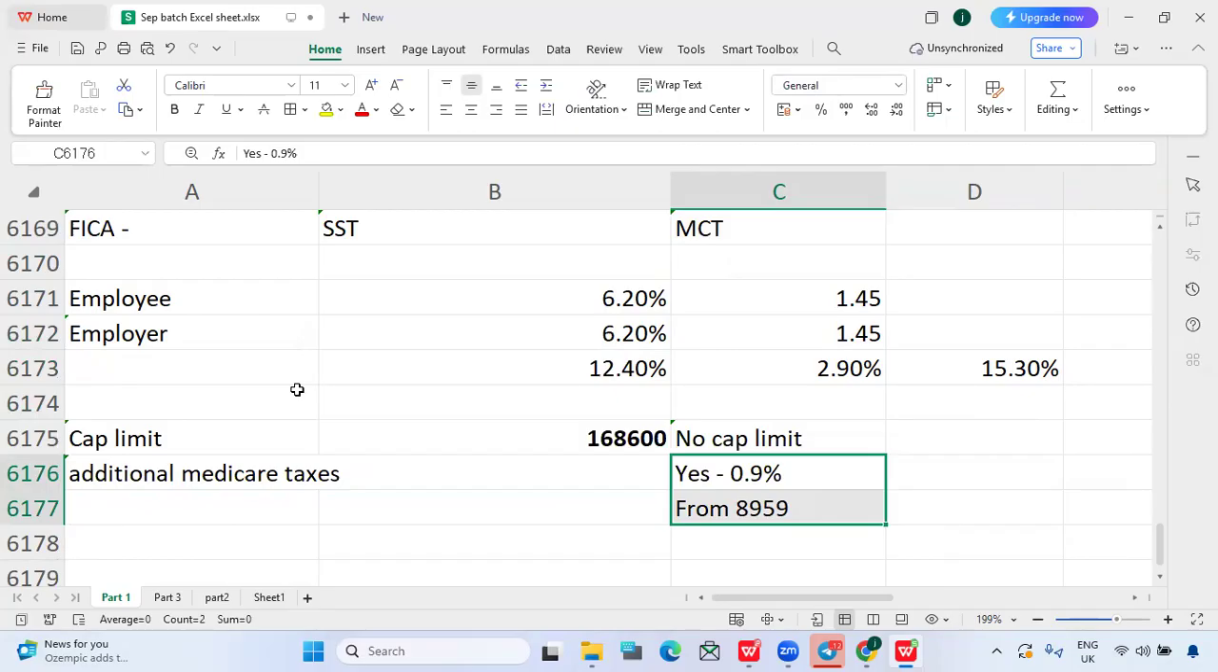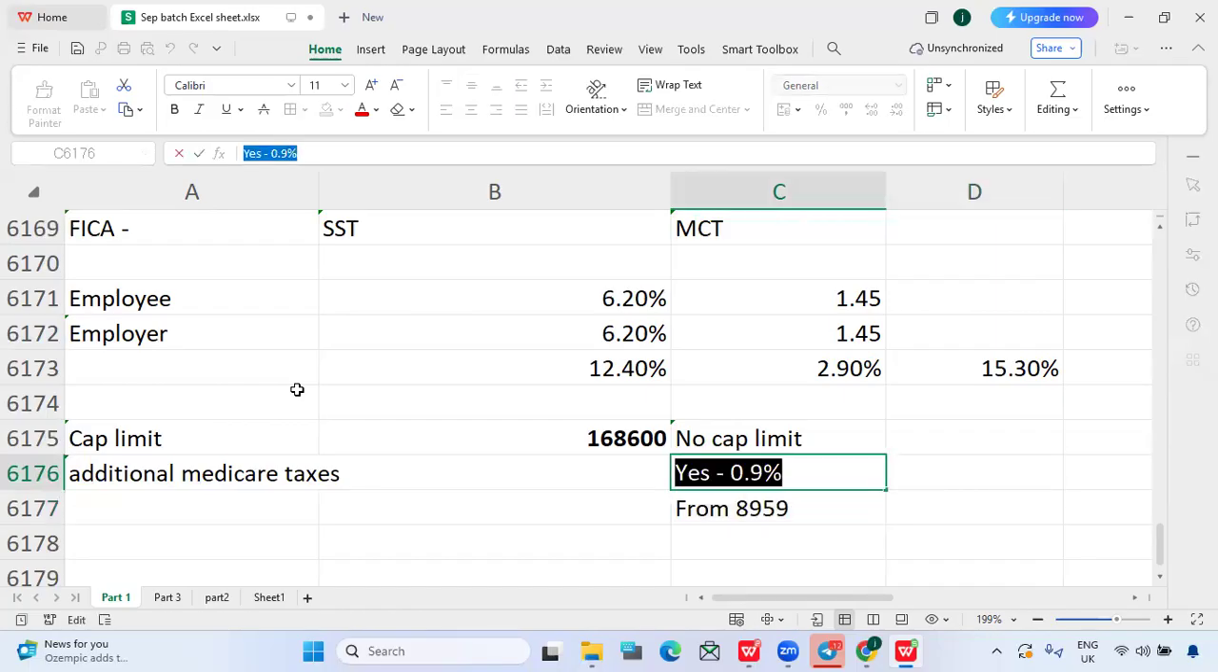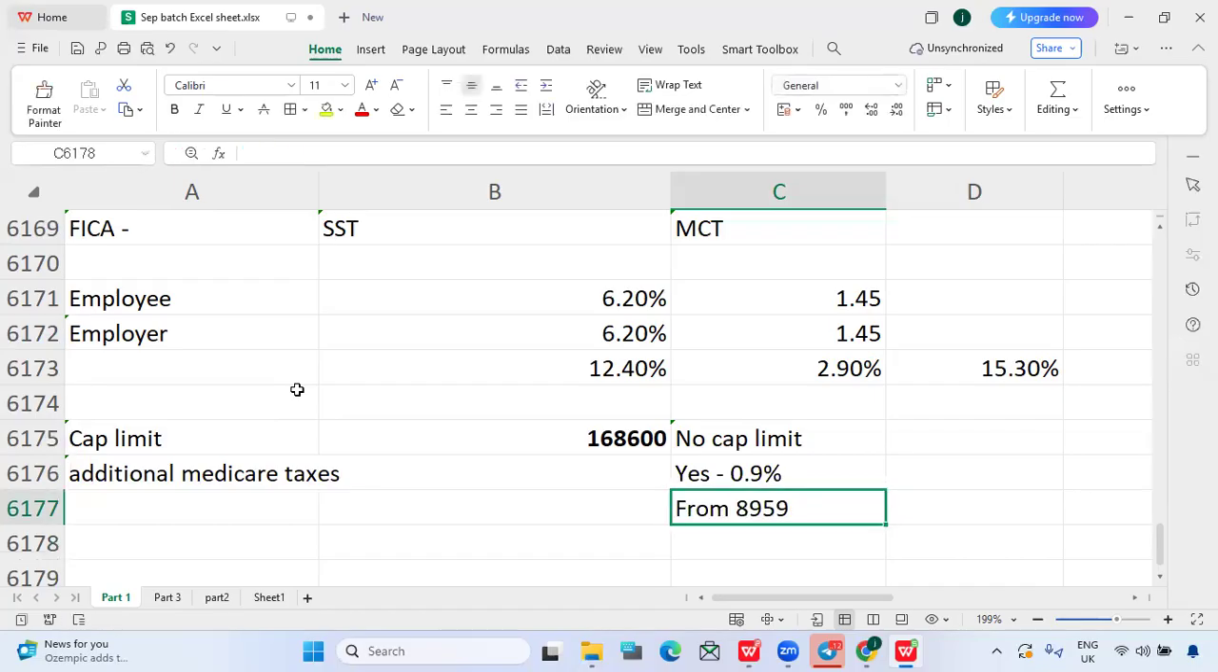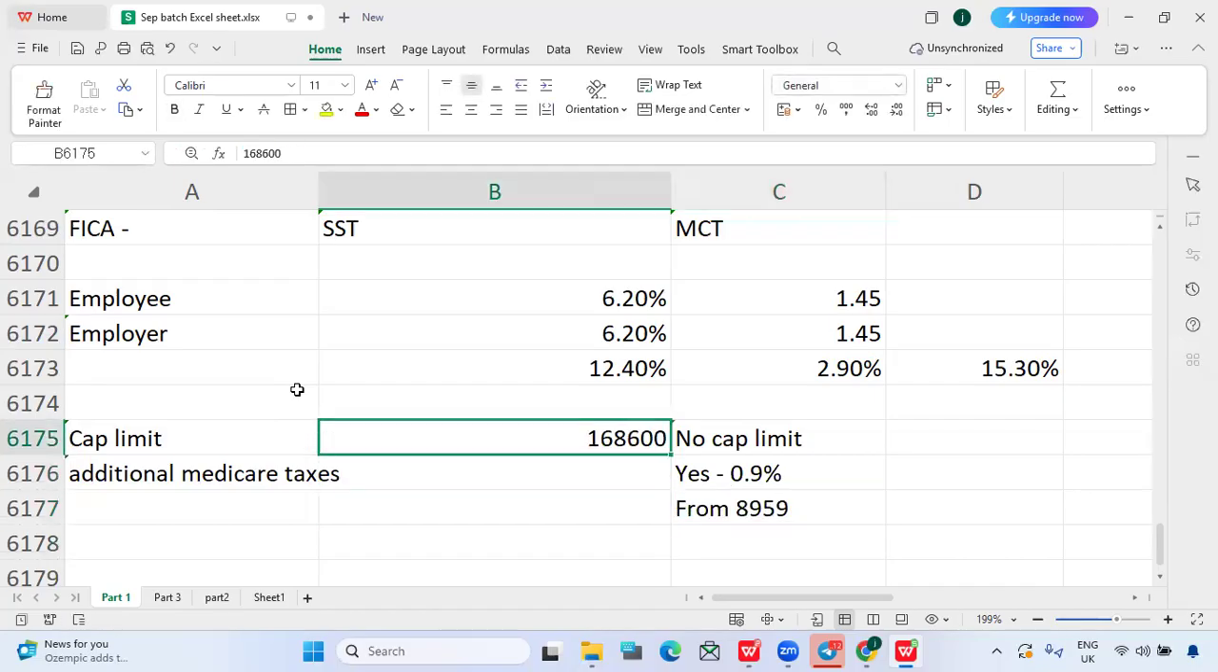The calculation is very important, which we will see in the additional taxes section. For now, you just remember this: we have to pay 0.9 percentage. Form number 8959 is very, very important. Definitely, you will get a question on the calculation of additional Medicare taxes. And now, coming to Social Security, this is a 168,600 per person per year limit.